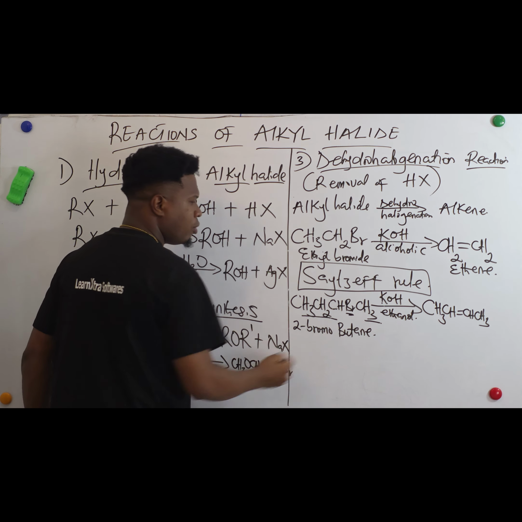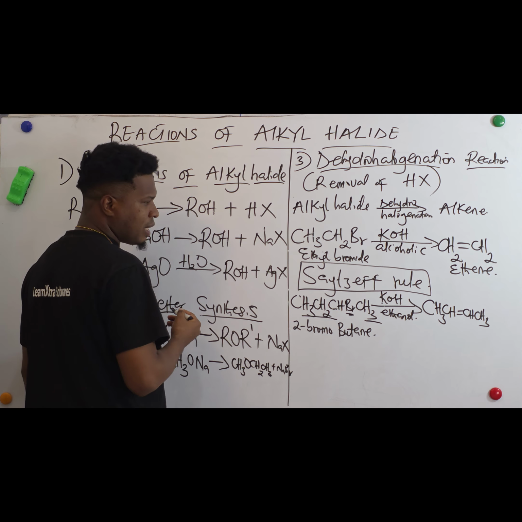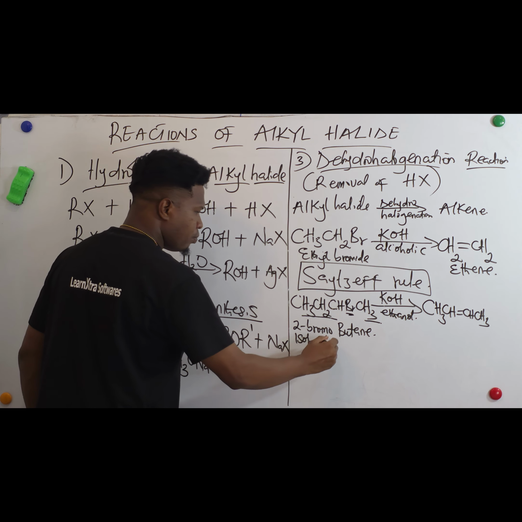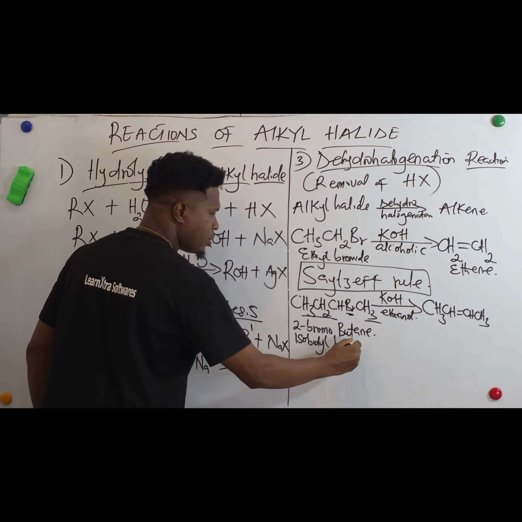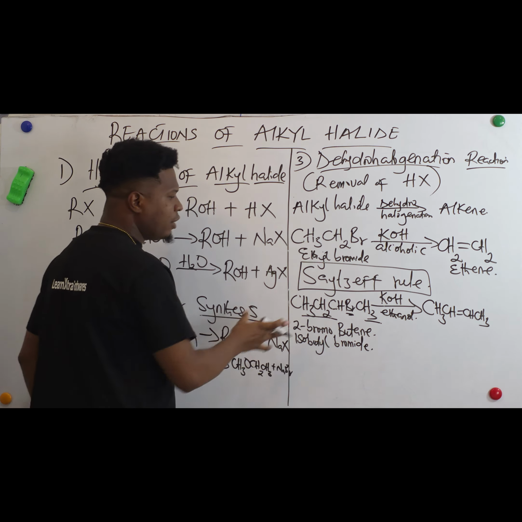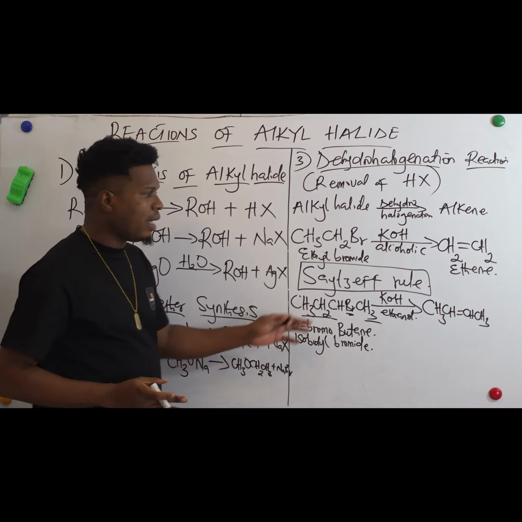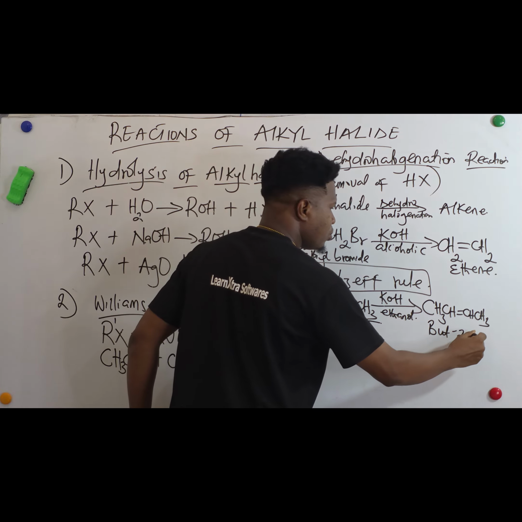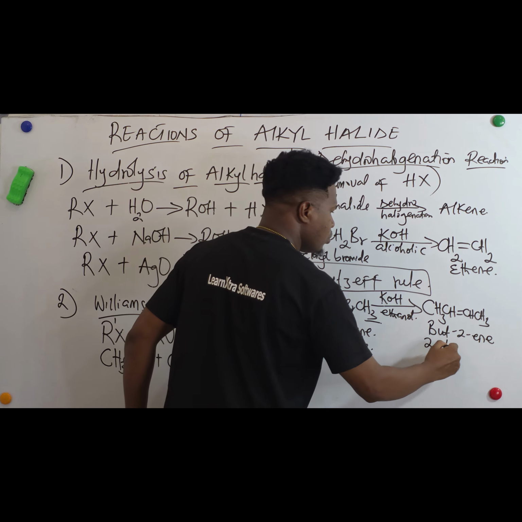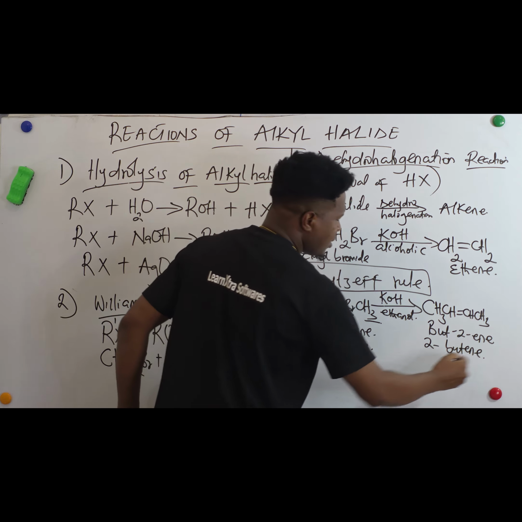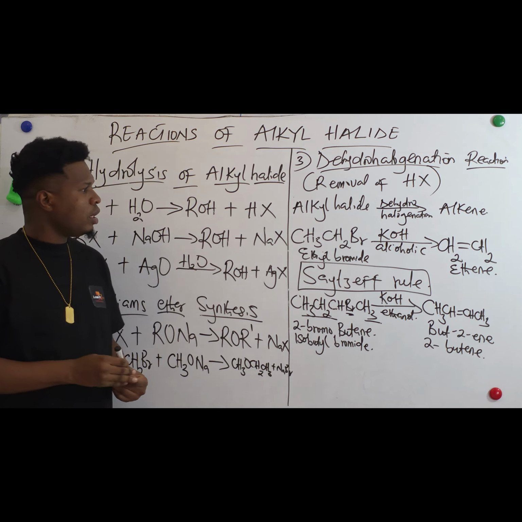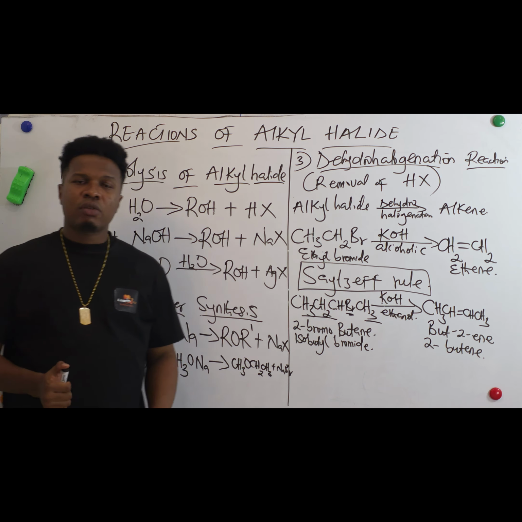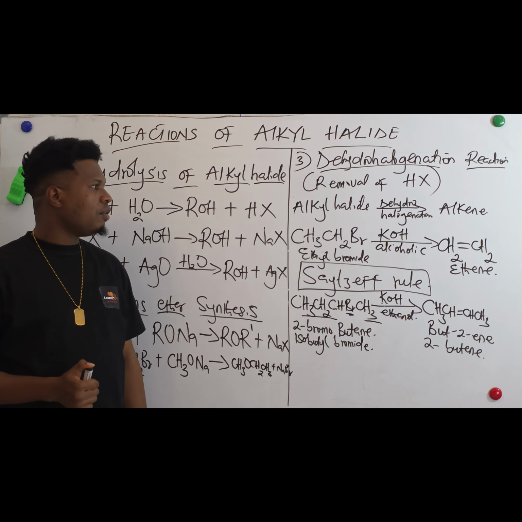This compound is 2-bromobutane, or some persons call it isobutyl bromide, okay? So if you dehydrohalogenate this, you are going to have but-2-ene, or you can say 2-butene. So this is a simple reaction involving the haloalkane and the alcoholic solution of an alkali to give you this.